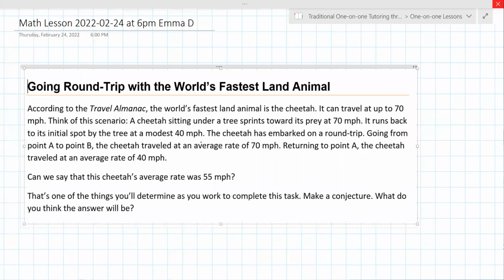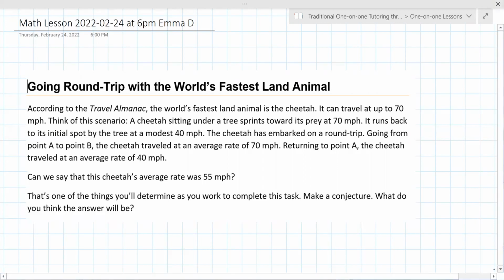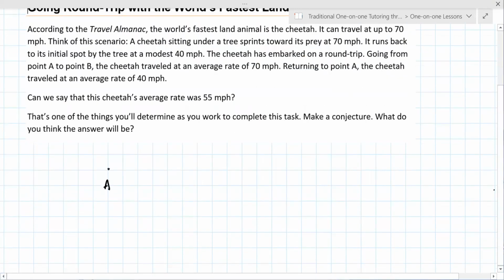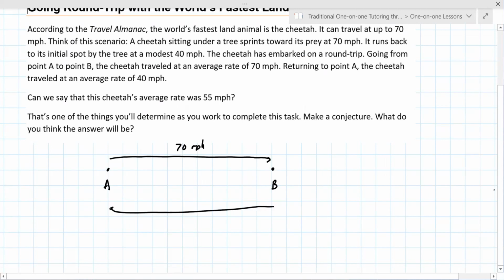Can we say that the cheetah's average rate was 55 miles per hour? Okay. So the scenario here is A and then B, and the cheetah went this way at 70 miles per hour, and then on the way back they went 40 miles per hour. The first question here is, do you think that the average rate was 55? They're essentially saying, is 40 plus 70 over 2 equal to 55? And you would probably think that it is.